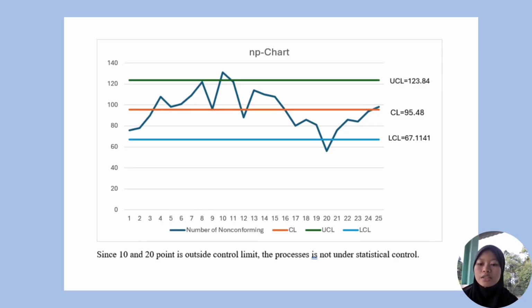So the last chart is the NP chart. This is the chart of the number of non-conforming items. Most of the data points stay within these two lines, so the process is considered stable. However, from the plot, the process is currently out of statistical control, so we cannot claim this process is stable or predictable, and we need to revise the control limit.